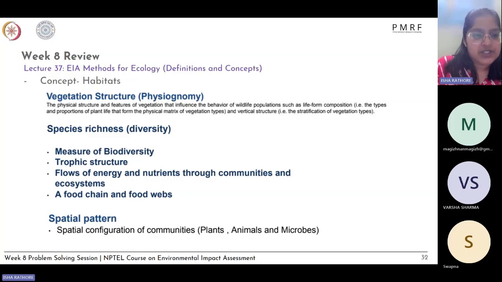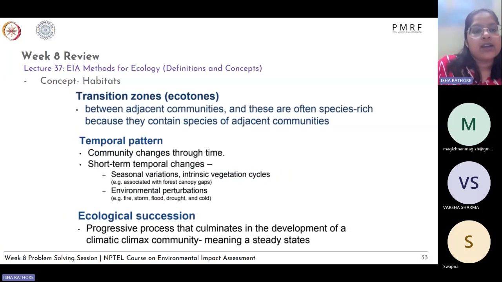Then we looked at species richness, the measure of biodiversity, trophic structure, flow of energy and nutrients to communities and ecosystem, the food chain and food webs, the spatial pattern, which is the spatial configuration of communities, that is your plants, animals, and microbes. We also looked at transition zones or ecozones. So these are zones between adjacent communities, and they are often species rich because they contain species of adjacent communities.